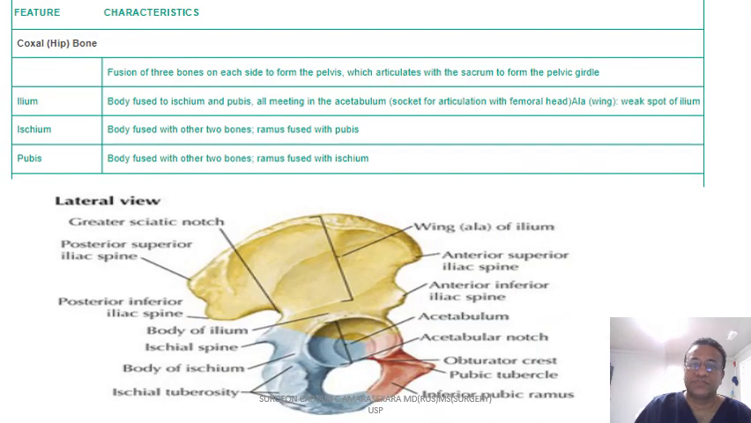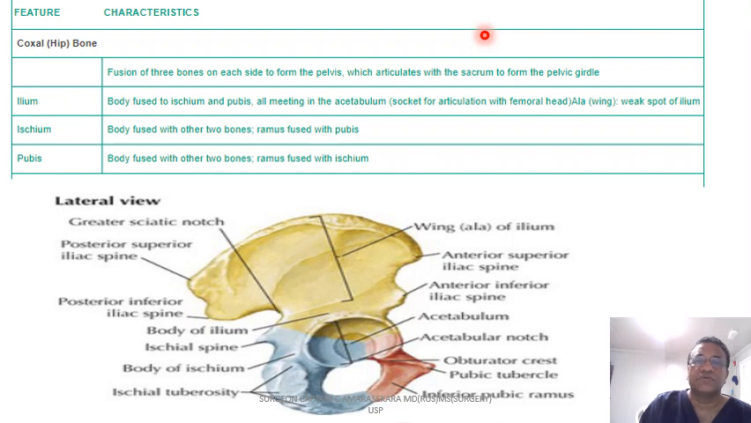So this slide presents two components: a table summarizing the feature characteristics and the lateral anatomic view of the bone itself. So let's begin with the overview. Each coxal bone is formed by the fusion of three bones: ilium, ischium, and pubis. We won't take much time because we already know that. These bones fuse during adolescence to meet at the acetabulum.